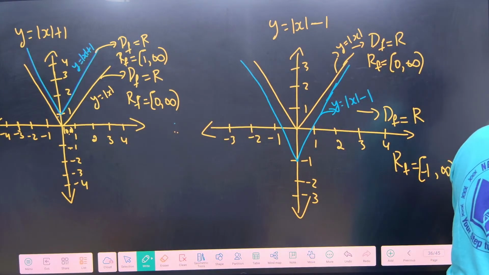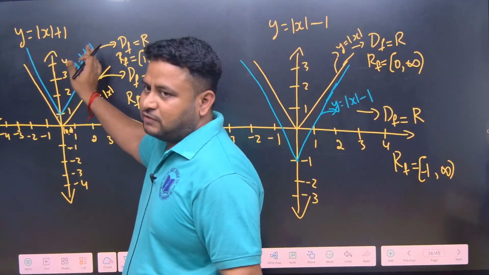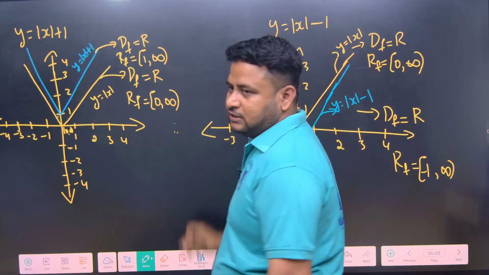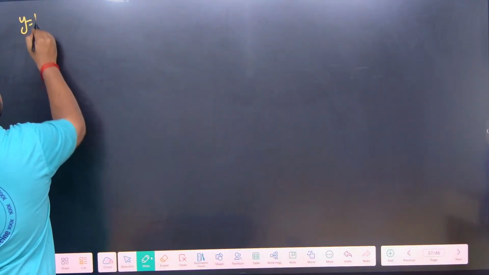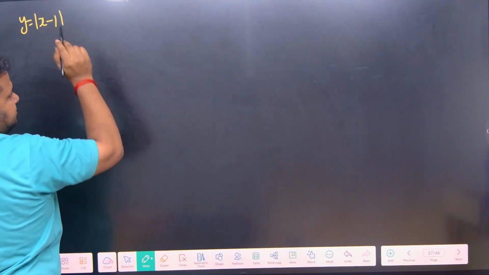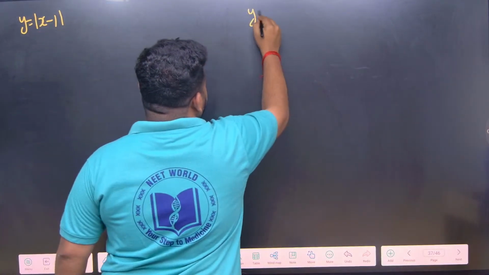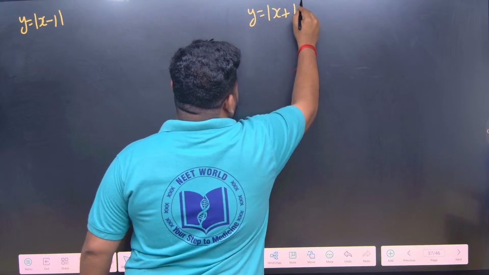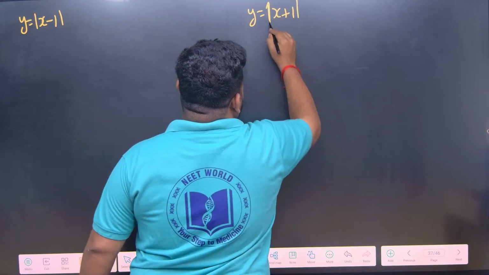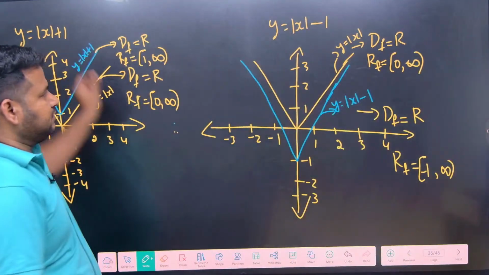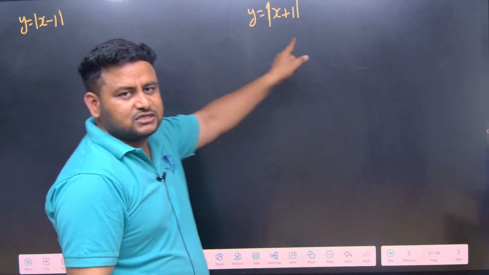Now let us go to some more graphs of this type. Now you understood what y is equal to mod x plus 1 means, and what y is equal to mod x minus 1 means. Now let us see some more graphs of the form y is equal to mod of x minus 1, and y is equal to mod of x plus 1. Previously, mod x was coming, then plus 1 or minus 1. Here, within the modulus itself you are having minus 1 or plus 1.